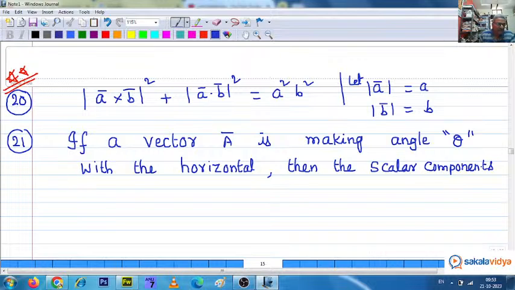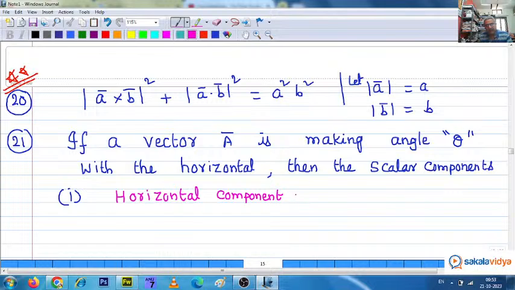Okay, so first one is the horizontal component. That means the horizontal component of A bar, which you can write as Ax along the x-axis, is equal to mod A cos theta.